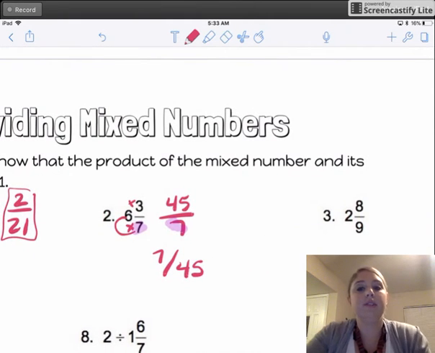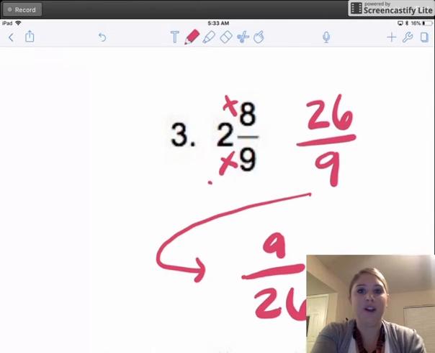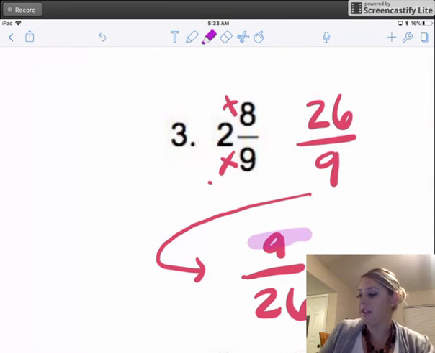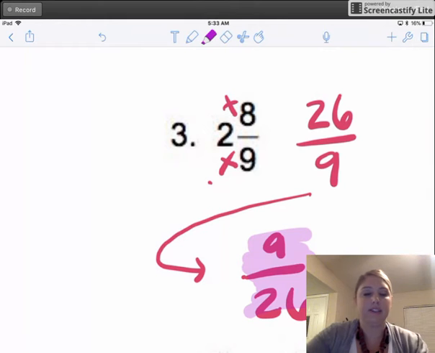You need to do 2 and 8 over 9. You need to find the reciprocal for me. So why don't you go ahead and pause the video and then check your answer back with me. All right, hopefully you got this second answer, 9 over 26.